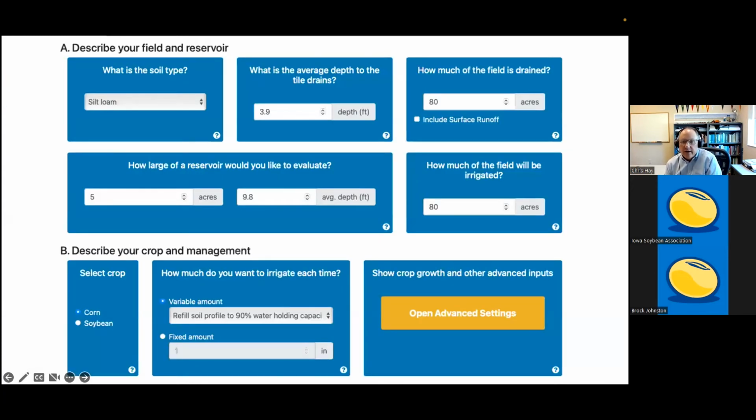It starts with a map interface where you select where your site is at. And then by putting in a little information about your field, and what kind of reservoir you might be looking at, you can start to put in different size reservoirs and get an idea of how much water you might be able to have for irrigation, and what the water quality benefits of that would be.